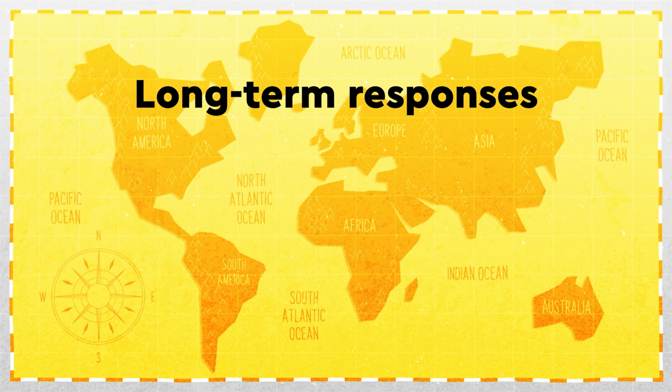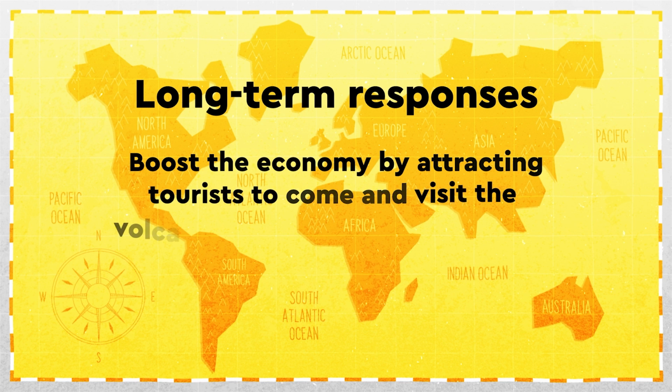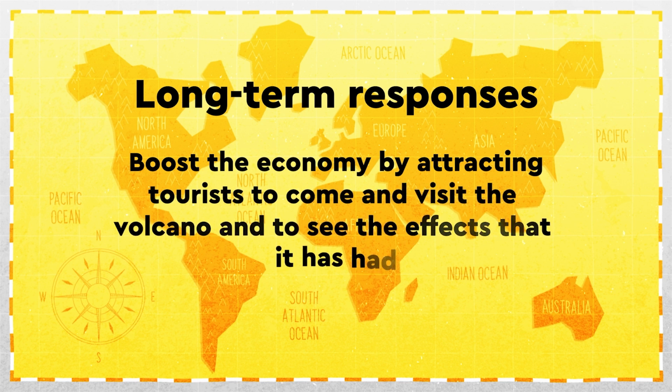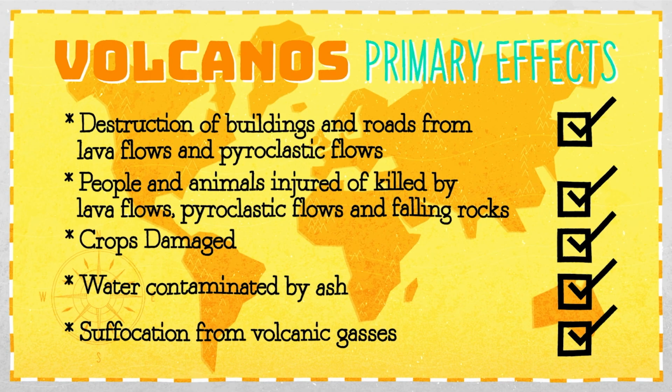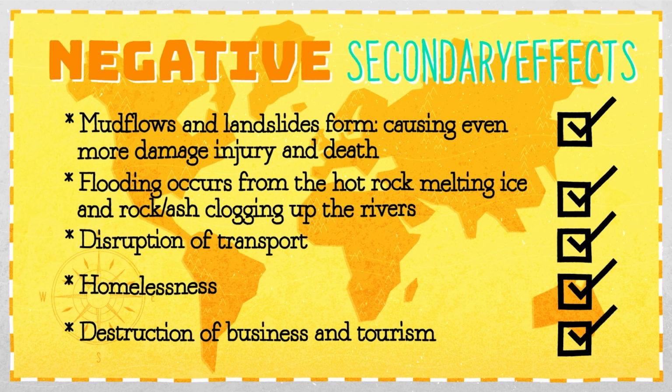Finally, the affected country may try to boost the economy by attracting tourists to come and visit the volcano and to see the effects that it has had. So, to recap, when a volcanic eruption occurs, there are primary effects and then there are secondary effects. As well as this, there are immediate responses and there are long-term responses. Make sure for your exam that you have clear examples of each of these four categories.